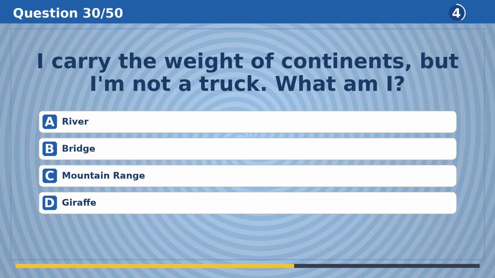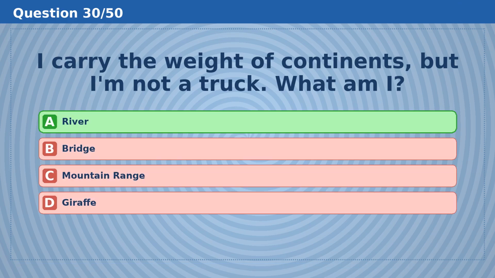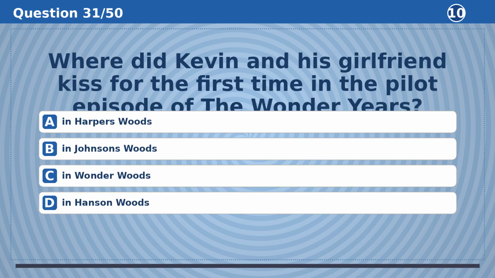I carry the weight of continents but I'm not a truck. What am I? The answer is A. River.